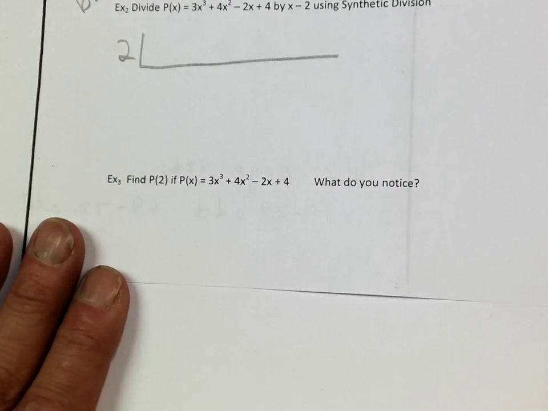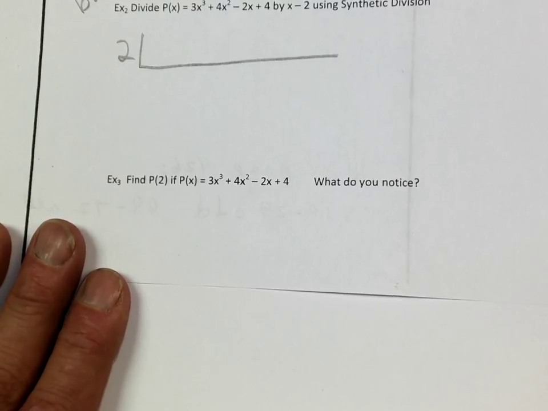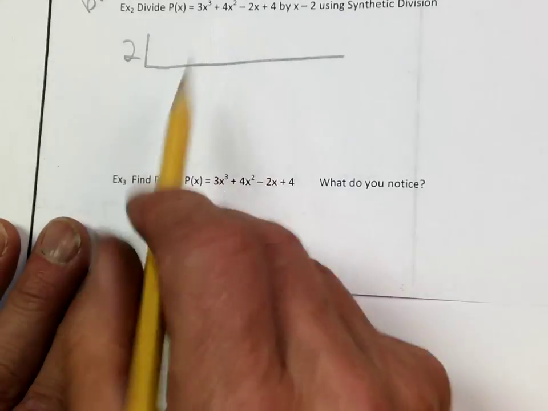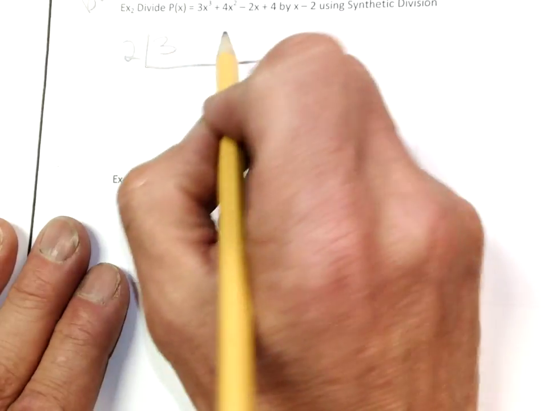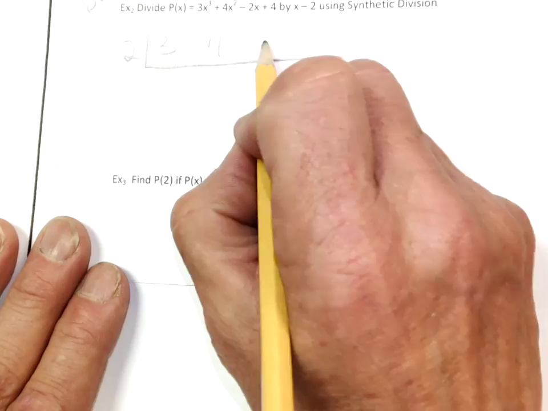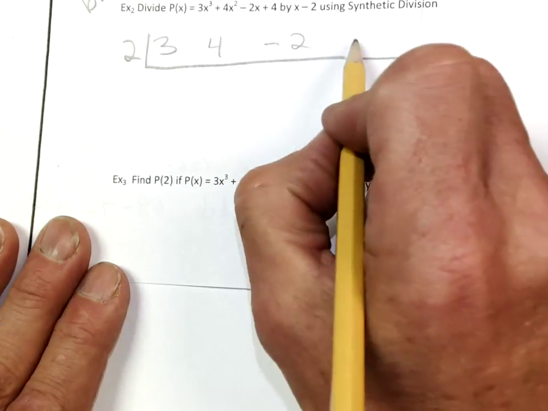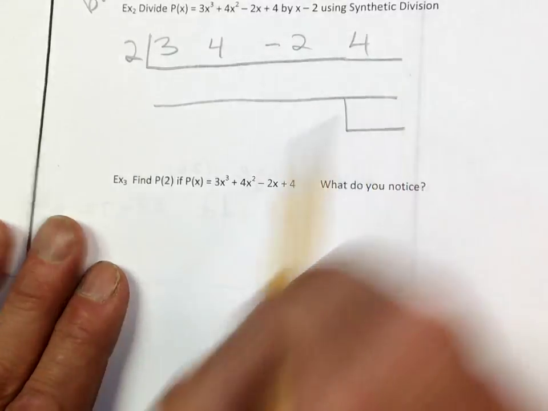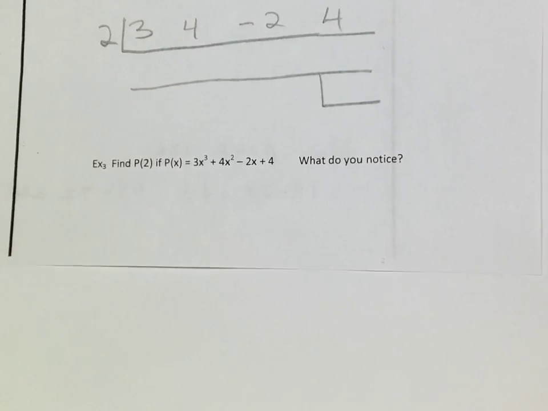Okay, I want everybody to try it, okay? Everybody to give it a try, okay? Even Aaron. Even Alyssa. Give it a try, Alyssa. Three, 4, -2, 4. Okay. I want everybody to give it a try.